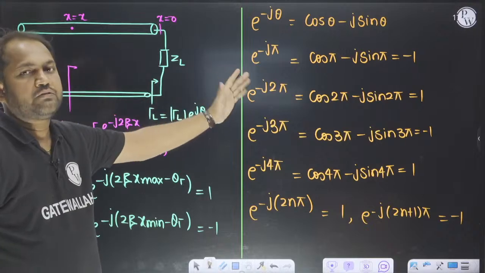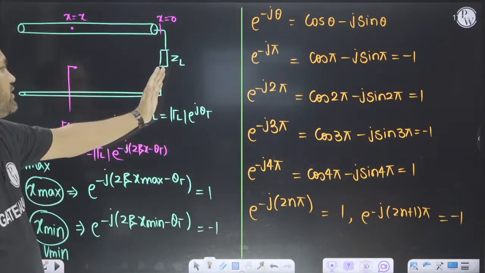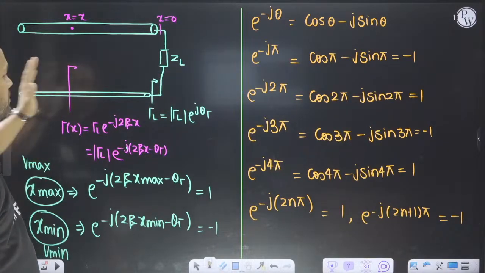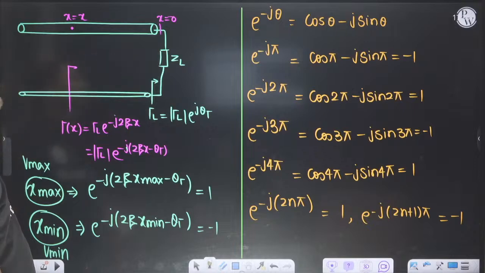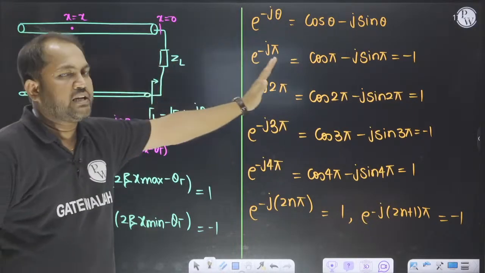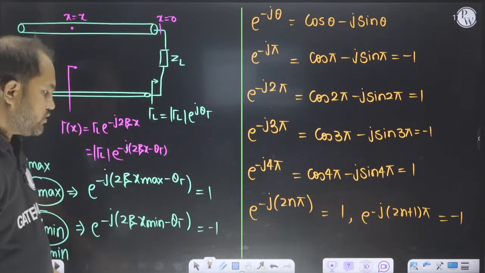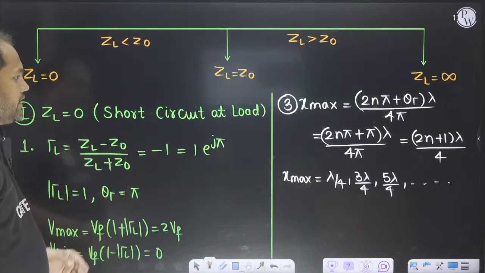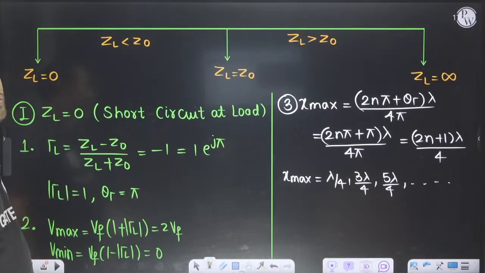For X negative, nothing is here. For X positive, the load to source. For X positive, load to source, and for X negative, there is nothing. So I will say that lambda by 4, 3 lambda by 4 and 5 lambda by 4.